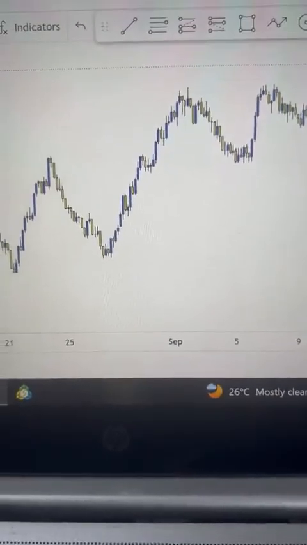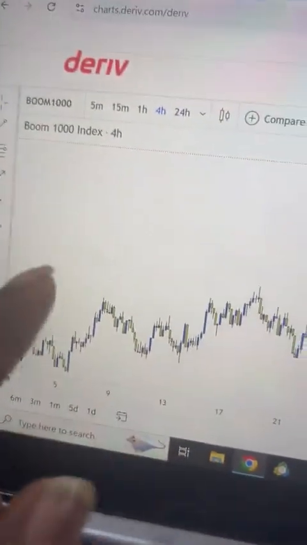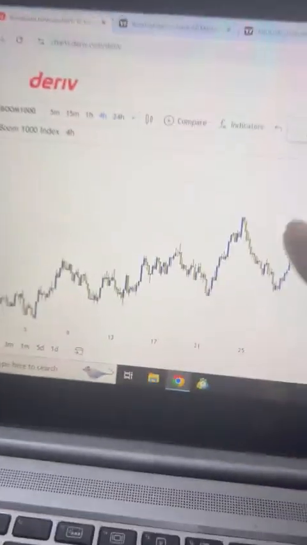Someone reached out to me and said, does my demand and supply strategy work on Boom and Crash? And the answer is yes. This strategy works on Boom and Crash. It works on every market, in currency pairs, in crypto, and also in synthetic indices. So what I want to do is use my demand and supply strategy to analyze this market.